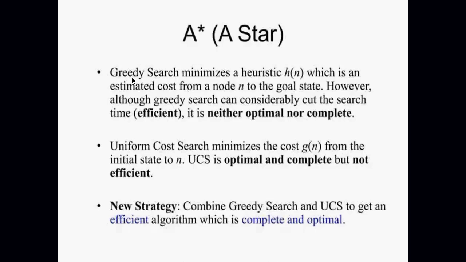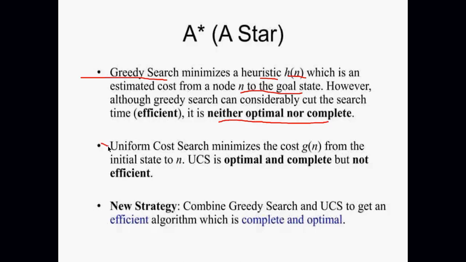So in greedy searches, which you have already seen before, we minimize the heuristic h of n, which is an estimated cost from a node n to a goal state. So from that h of n, we know that in greedy search we take the heuristic h of n value, and from there we estimate the cost to attain the goal state, right? Although the greedy search can considerably cut the search time, which is efficient, the solution produced by it is not going to be optimal.